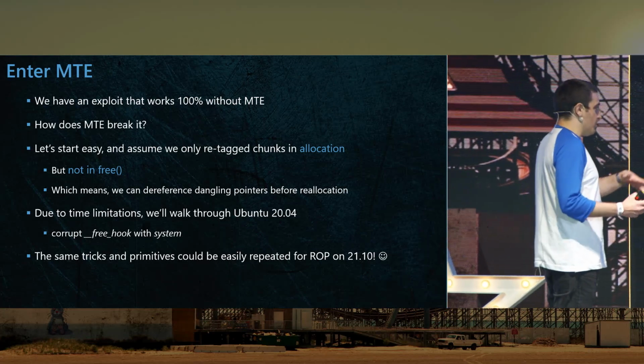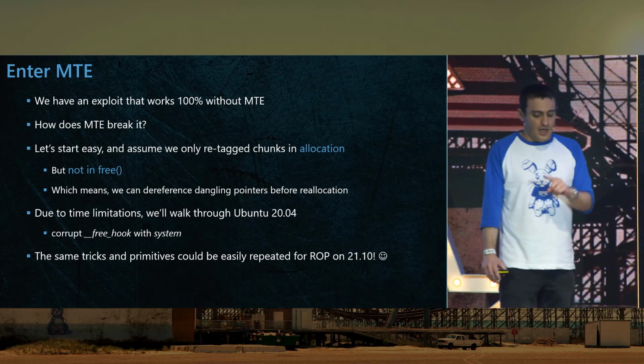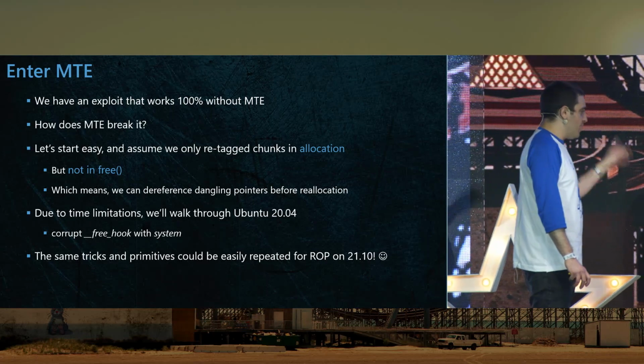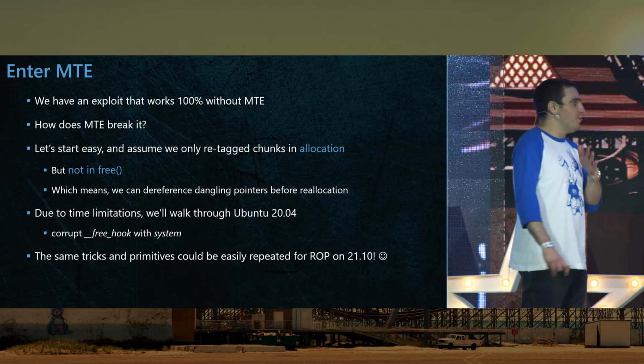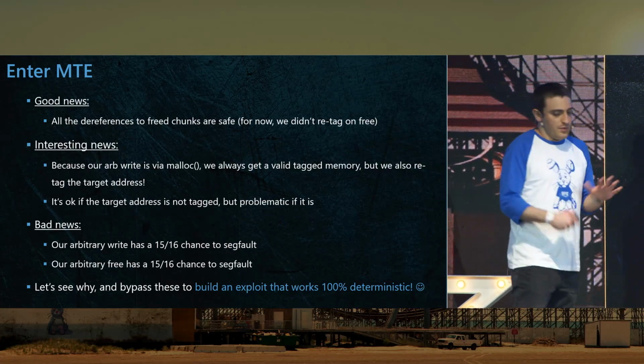Because we absolutely don't have time, we only do the exploits end-to-end on Ubuntu 20.04, so I will corrupt the free hook function, but the same tricks, the same primitives, the same everything could be repeated to do ROP on the stack on Ubuntu 21.10. So we have some news.